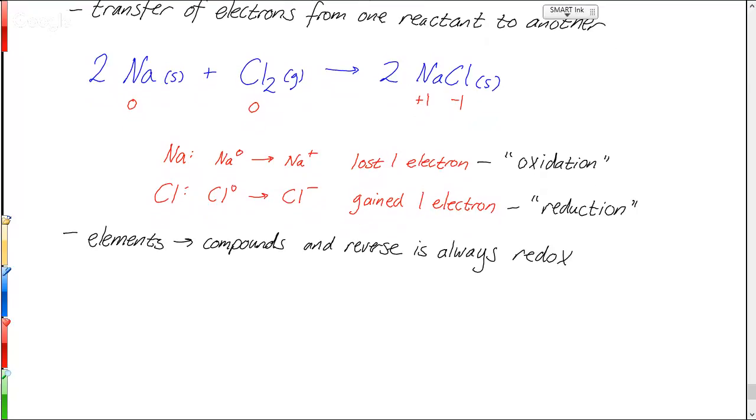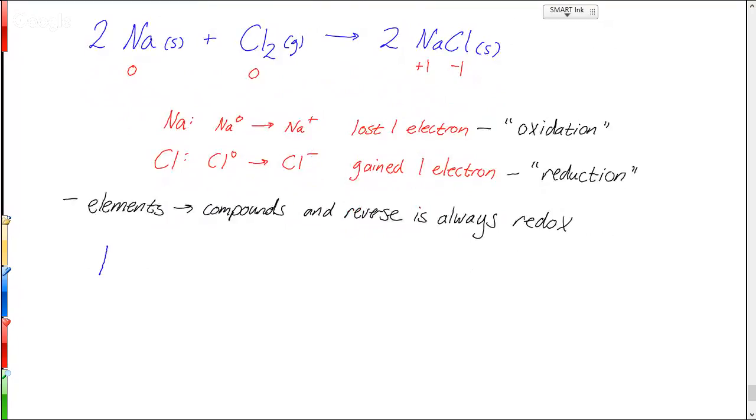So that said, let's look at another simple reaction that we've looked at before. So is this a redox reaction or not? Based on the rule we just wrote down, is it or not? Yes, it is. It has to be because you've got individual elements becoming a compound.